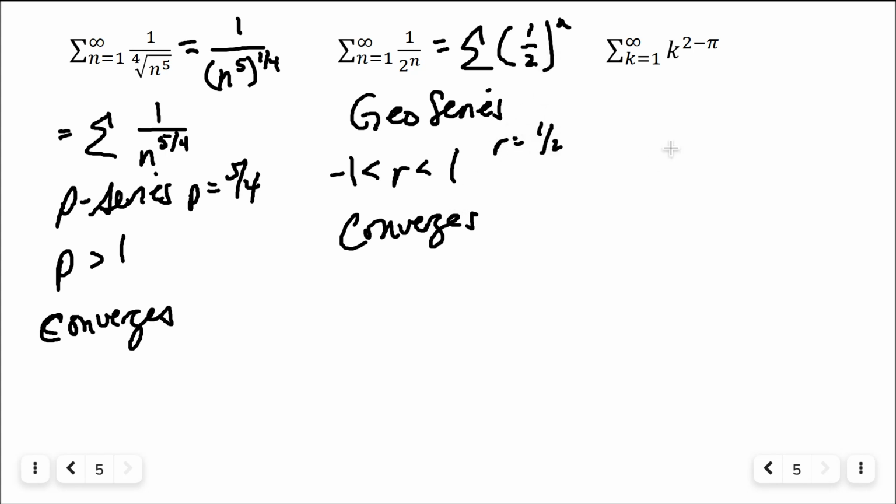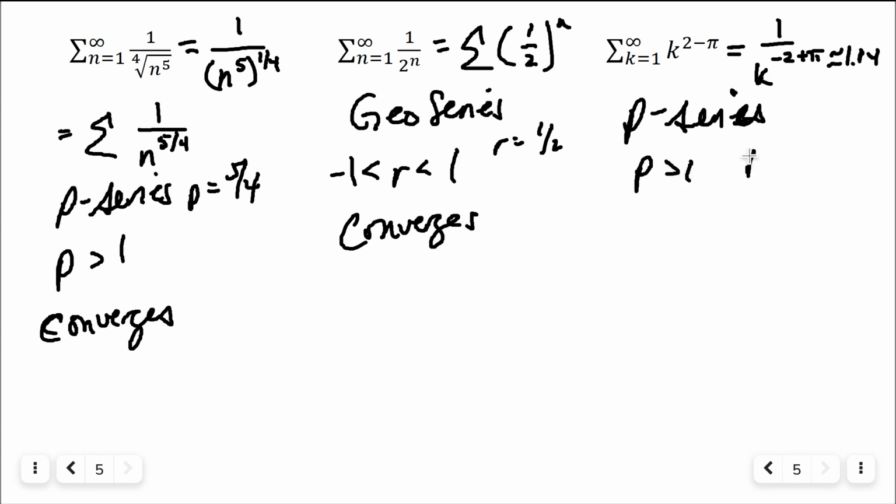R is 1/2. And finally, we have 2 minus pi. So that's, let's see, if we bring that to the denominator, that would be 1 over k to the -2 plus pi. So 3.14 minus 2 is about 1.14. Okay, well, that is a p-series. And p is greater than 1. P is about 1.14. So this converges by the p-series test.